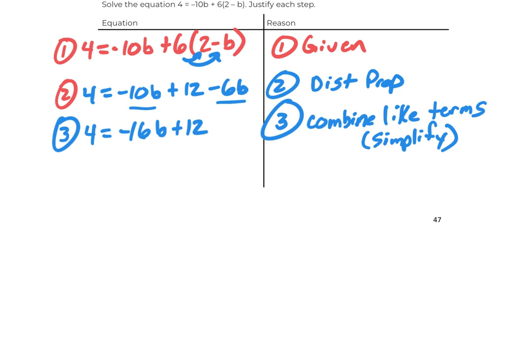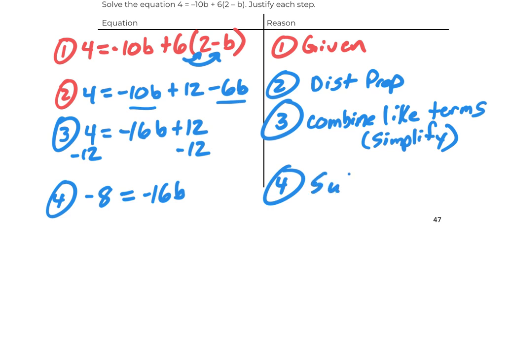Subtract 12. Good. Okay, and you don't necessarily have to show that you're subtracting 12, but once again, I think it does help. So that when you do this step right here, you can say that that is the subtraction property of equality. We're almost there, right? Still don't have b by itself, but we're really, really close.